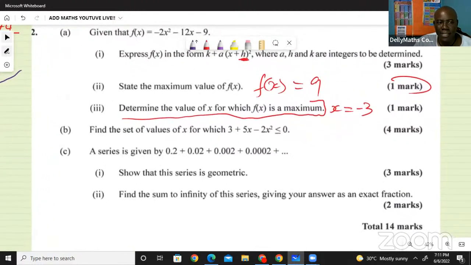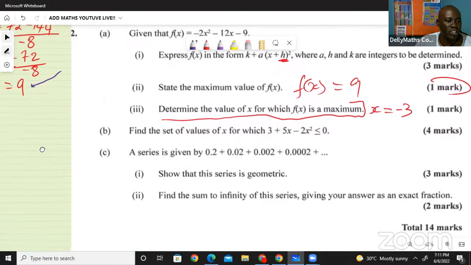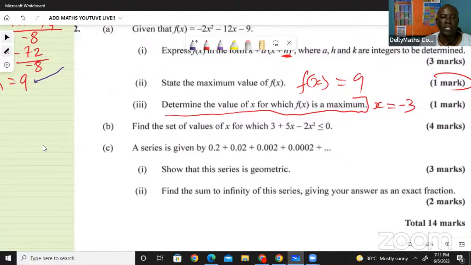All right, let's look at this other question now. The B part says, find the set of values of x for which 3 plus 5x minus 2x squared is less than or equal to 0.